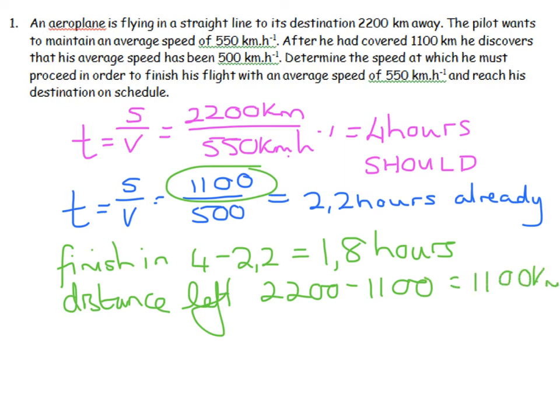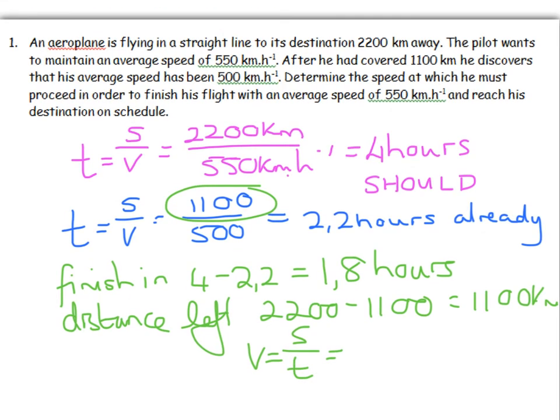So at what speed should he achieve this? Let's read the rest of the question. Determine the speed at which he must proceed in order to finish his flight with his correct average speed and reach his destination on schedule. So I am now trying to work out a velocity. Velocity is displacement divided by time. 1,100 divided by the time he has left, 1,8, and I'm going to find that he now has to travel the rest of his trip at a speed of 611,11 kilometers per hour.